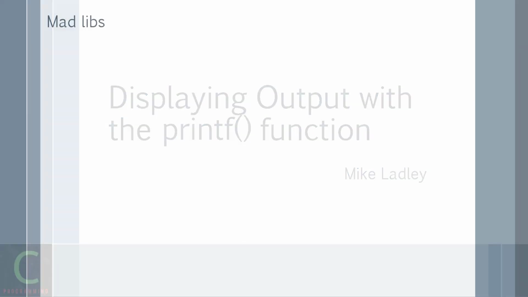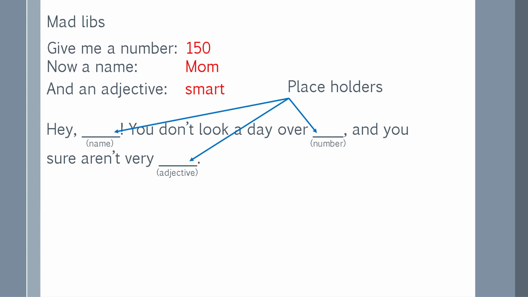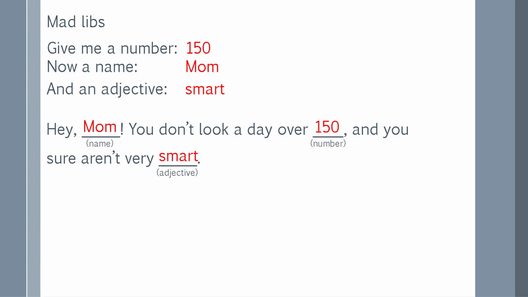In case you're one of the 5 people on Earth who has never played Mad Libs, here's how it works. Somebody asks you for words that represent different things. For instance, a number or a name, an adjective, things like that. So in this example, we'll enter 150 and mom and smart. Then the person will use our words to fill in a story with placeholders for our words. It usually makes a story funny, like this. And everybody gets a big kick out of it. Well, almost everybody.